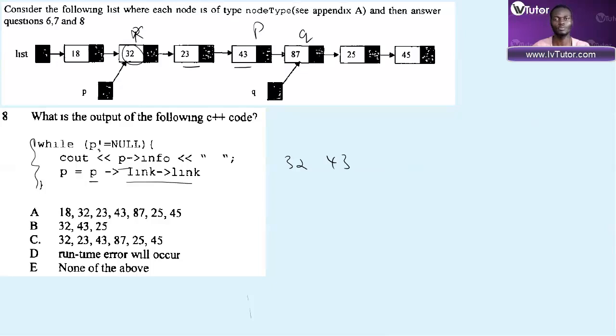We advance P twice, so P moves from here to here. We display this becomes 25. We advance P twice, so P moves from here to here, then from here to your null value. And then your loop terminates, which means you have only displayed 32, 43, and 25. That would be your answer for that one.